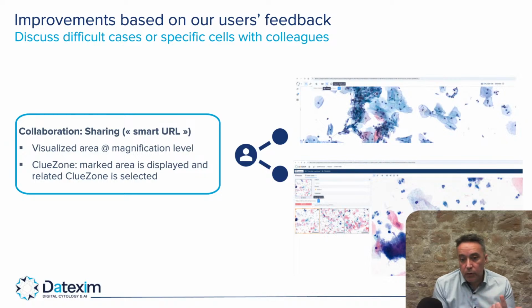The other collaboration tool is the sharing of clue zones. So as you can see on the bottom part, you have different clue zones, and you have once again this button to share, and it will create a new URL that you can send to someone. And when you click on it, you will not see the viewer, but you will see the clue zone, exactly how it was done by the cytotechnologist or the person who collaborates with you.